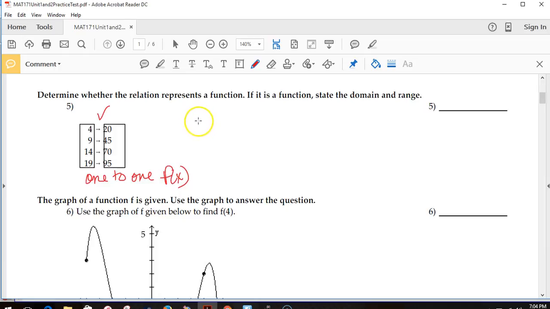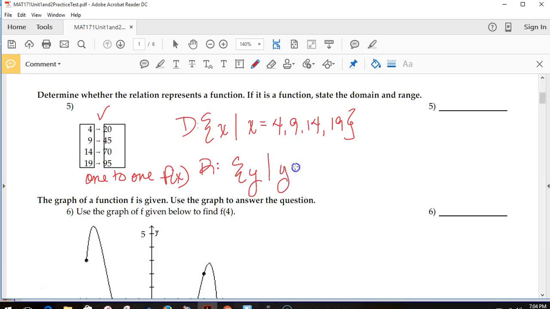My domain values are the set of all x's, such that x is equal to 4, 9, 14, 19. Or you can just say domain 4, 9, 14, 19. My range values are the set of all y's, such that y is equal to 20, 45, 70, and 95.